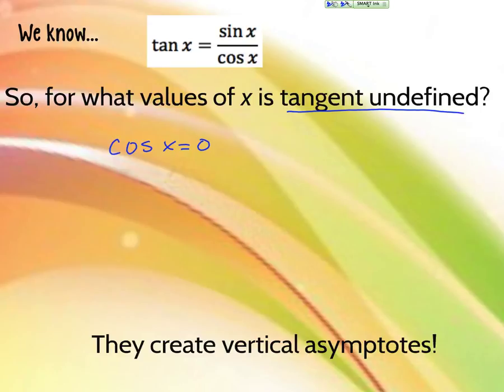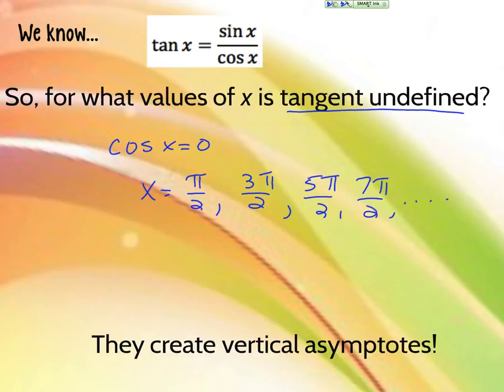Now if you look at your unit circle, or the notes you took yesterday, we can see that cosine equals 0 at pi over 2, and cosine also equals 0 at 3 pi over 2. And because this is a periodic function and it's going to keep repeating, this is going to keep going as well: 5 pi over 2, 7 pi over 2, and so on. So we're going to have vertical asymptotes at all of these values.